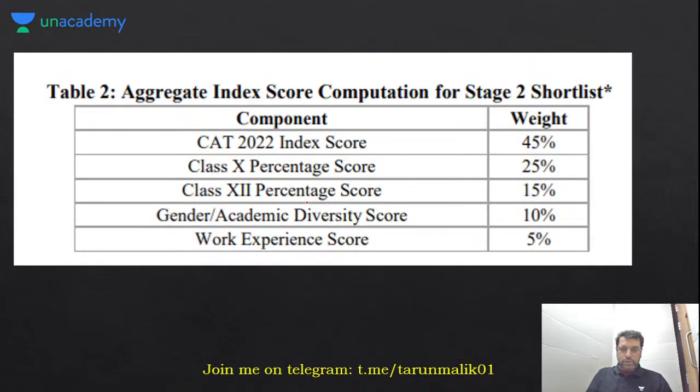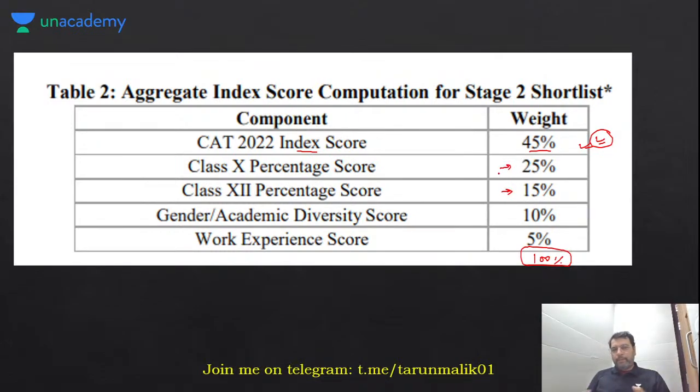Now if you talk about the score and other things, what is the weightage of all the things? The CAT index score has a weightage of 45%. You can see that the total is 100, so out of 100, 45 marks are awarded to the CAT score. Whatever your CAT scaled score is, just find 45% of that, and that's your marks. Now based on 10th and 12th scores: what is the meaning of 25% and 15%?